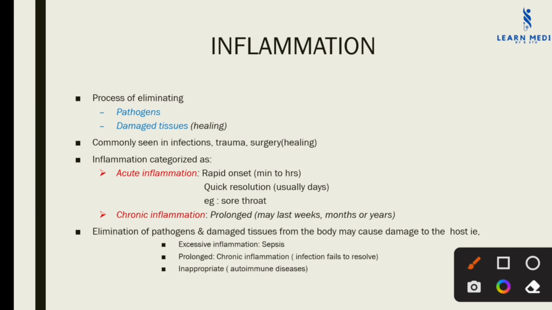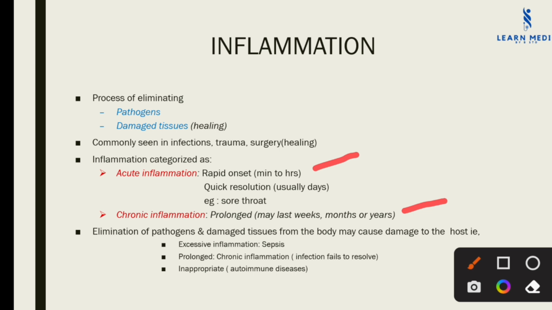Acute inflammation means a rapid onset when an infection or trauma occurs, from minutes to hours, and a quick resolution also happens within days. There is a resolution for the inflammation. An example of acute inflammation is the sore throat. While chronic inflammation is prolonged and may last weeks, months, or years. Like in the case of cancer, the inflammation lasts for years.